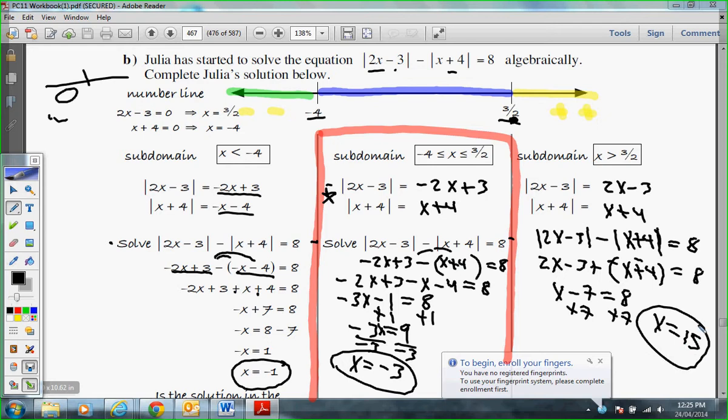Okay, let's go through and figure out which one's good and which one's not. Same thing as yesterday. Is negative 1 less than negative 4? No, this one is no good. Is negative 3 between negative 4 and 3 halves? Yes, this one is good. Okay, is 15 bigger than 3 halves? Absolutely. This one is good. And if you're paying attention, these are the same answers we got in our calculator: 15 and negative 3. Okay? That is today, in a nutshell.